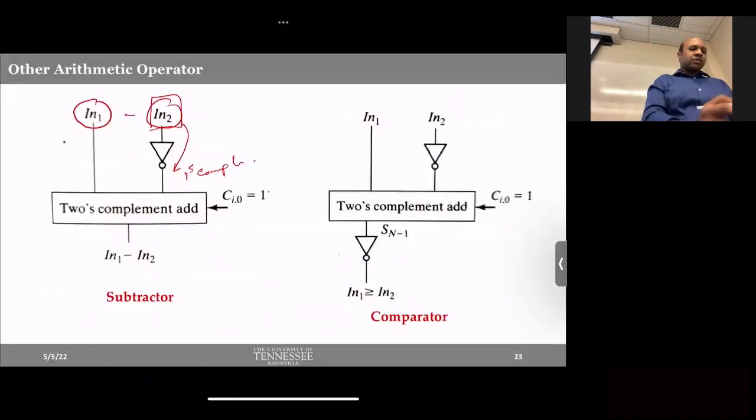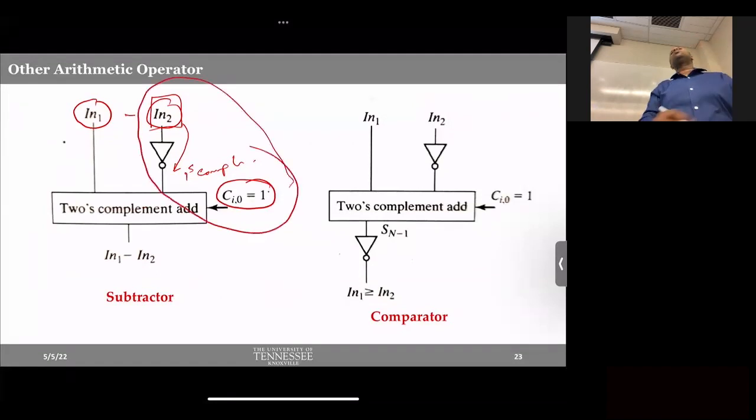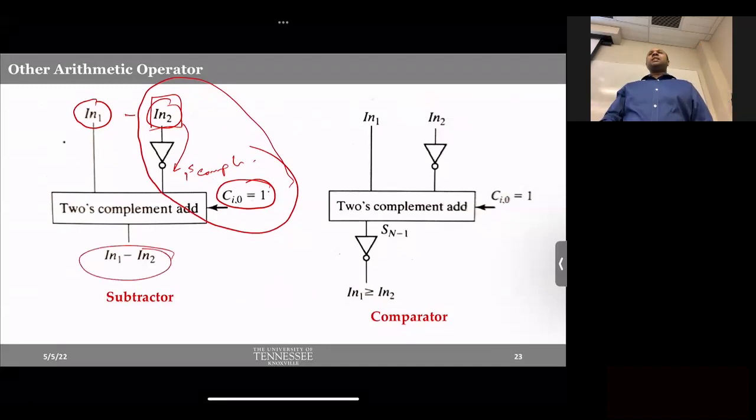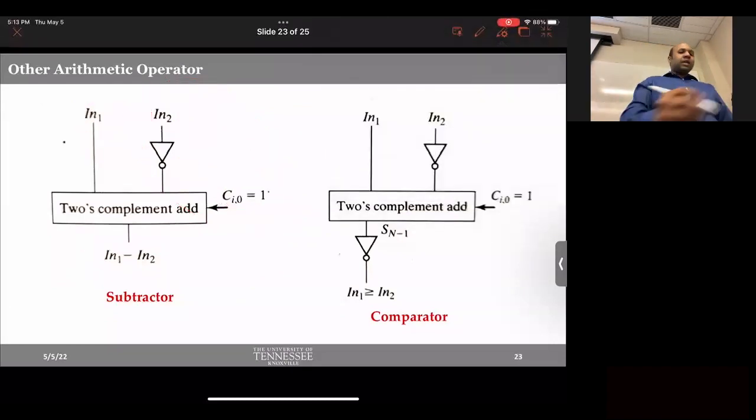Make sense? So that's what you see. This carry in being 1 is only there to convert this 1's complement to a 2's complement. Done. And then you get subtraction. See, that's why you don't have a separate lecture on subtractor. It's applied.